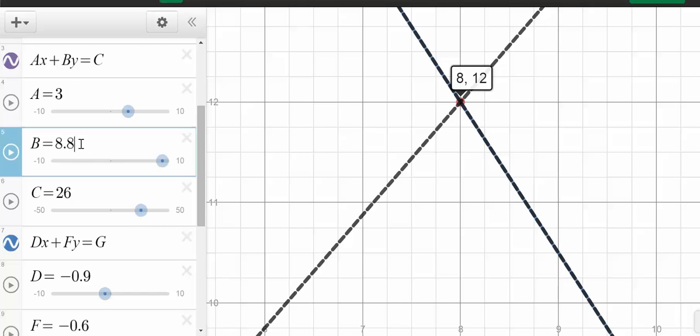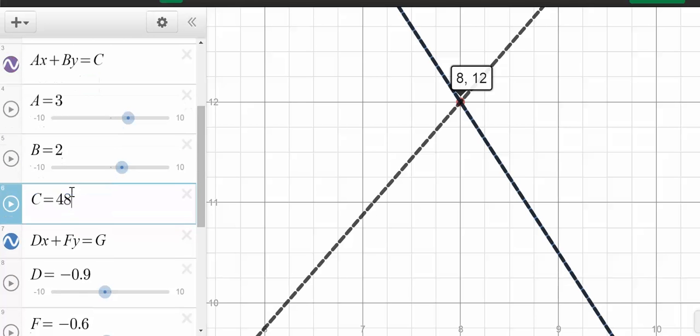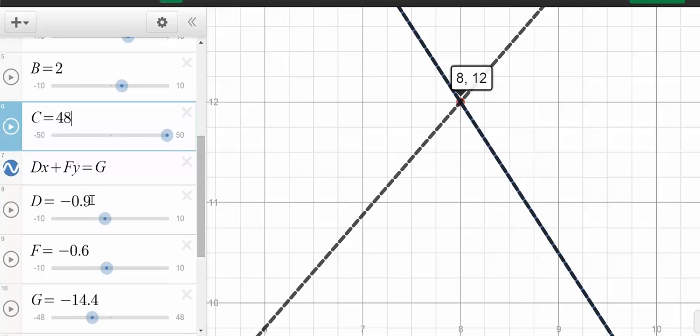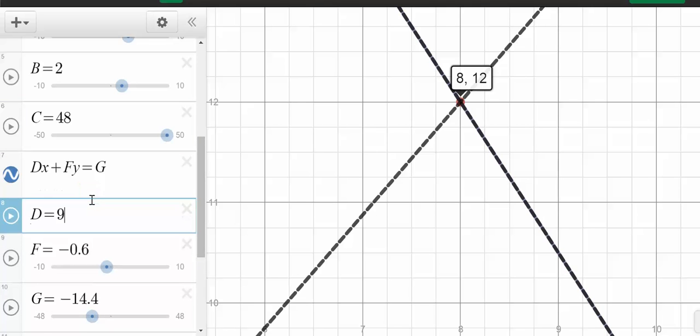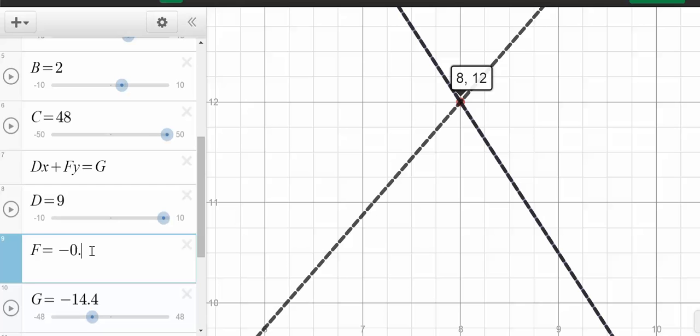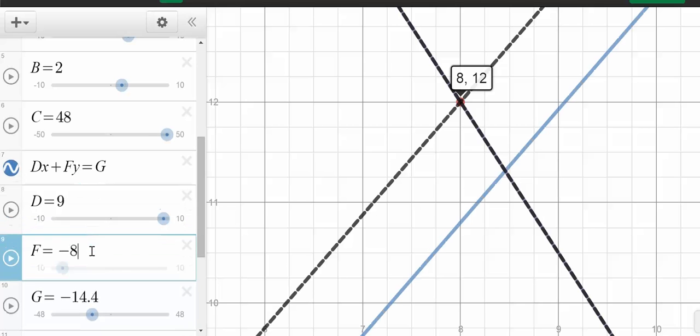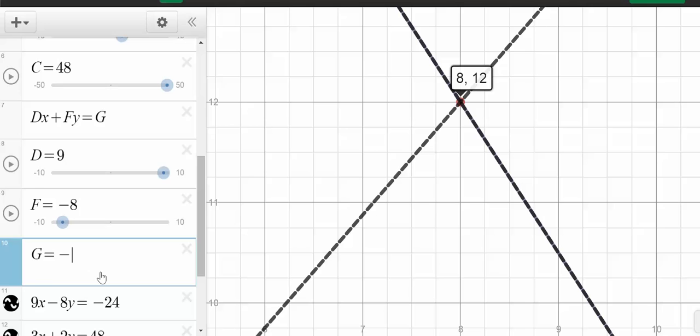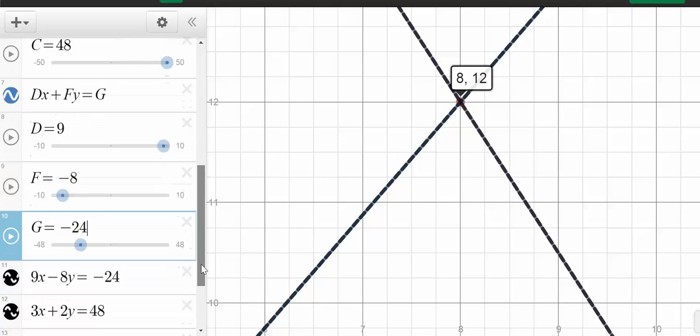And then 2, and then what? 48? And then 48. Okay, good. And then what's the other one? And then 9, -8, and -24. Oh, it's on the money. Negative 8? Yeah. And what's the other one? -24. Negative 24. Okay, all right. Yes, indeed. That of course is the two answers that were down here.